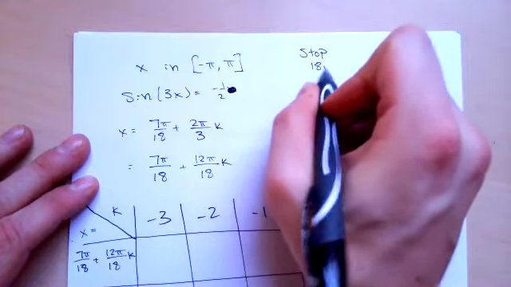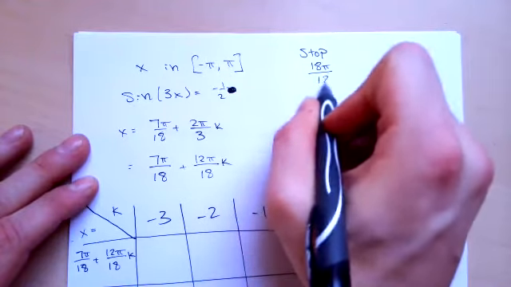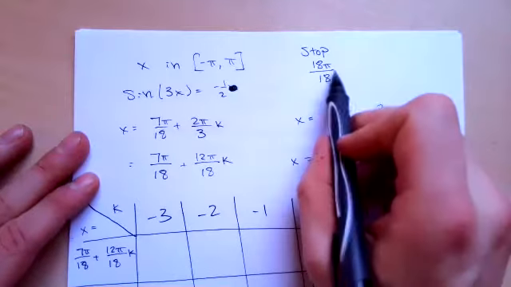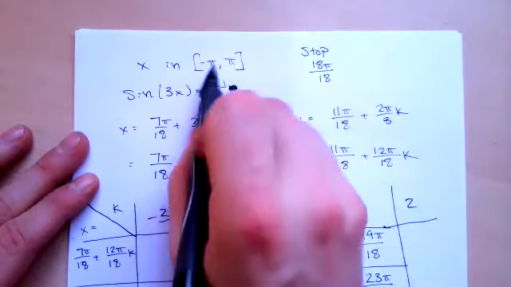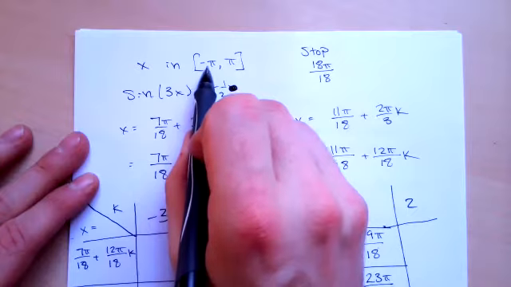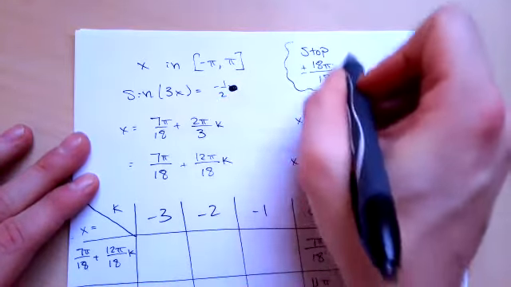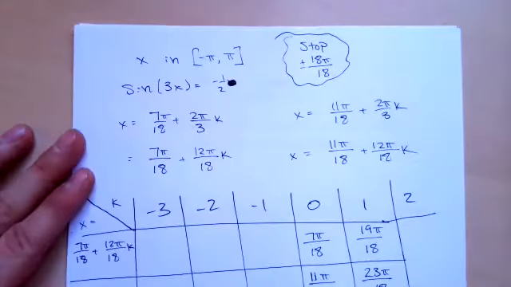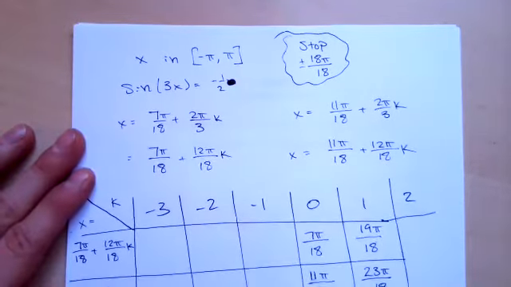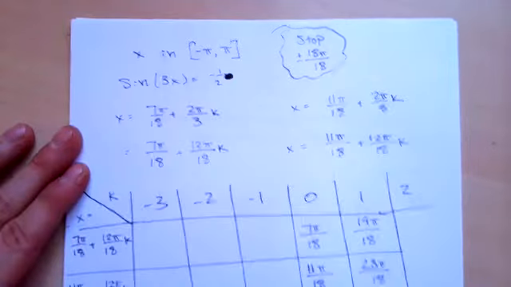So pi is 18 pi over 18. So that's going to be our upper bound. Our lower bound then is going to be negative 18 pi over 18. So I'll just make a little note: stop when we're outside of that, when we're bigger than this in absolute value.